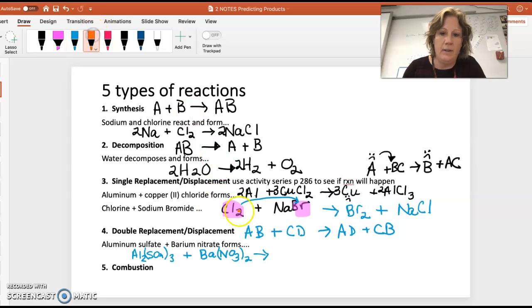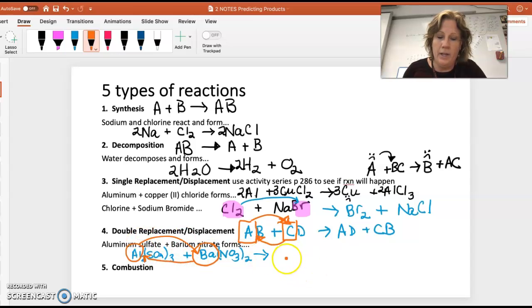So I think of it as the metals, or the cations, switch spots. So it's kind of like dancing, but you switch partners. So this guy goes and dances with the girl D, and C goes over and dances with the girl B. So if I look at this one, my aluminum is going to switch with my barium.